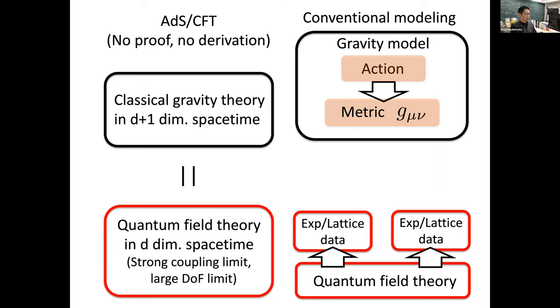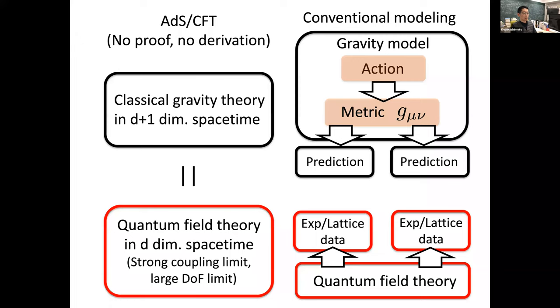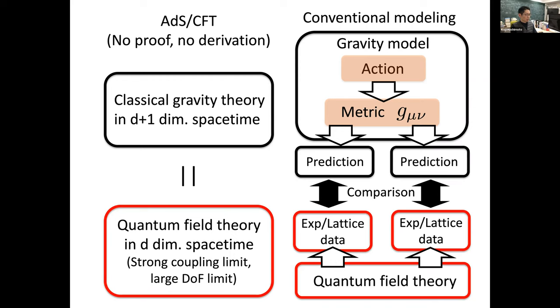Then from the action, you solve the equation of motion, that is Einstein's equation, and you get the metric. On this solution metric, for example, you do some perturbations of matter fields. Then you get some predictions which correspond to these lattice data by the AdS/CFT dictionary. So you compare these things, and if this comparison goes well, then you say that this gravity model is a good one.